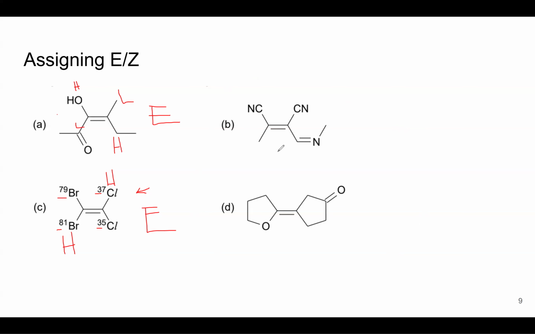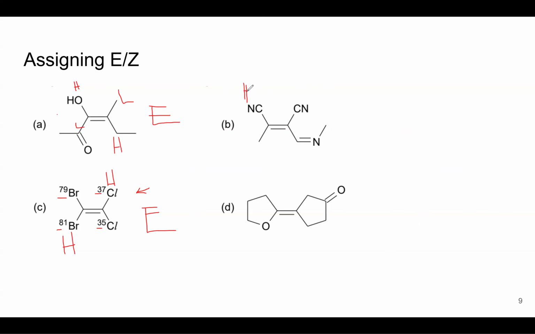Okay, I'll just go through B. Let's take a look at the left side. Left side, C, and this is also C. But this C is connected to three hydrogens. This C is connected to a ghost atom, two ghost nitrogens, and one real nitrogen. So this wins. So this is higher priority.